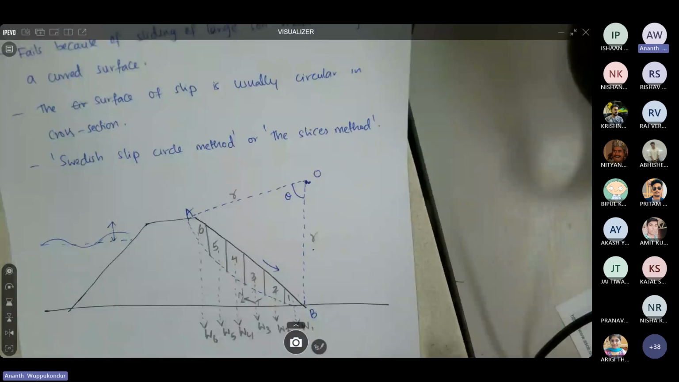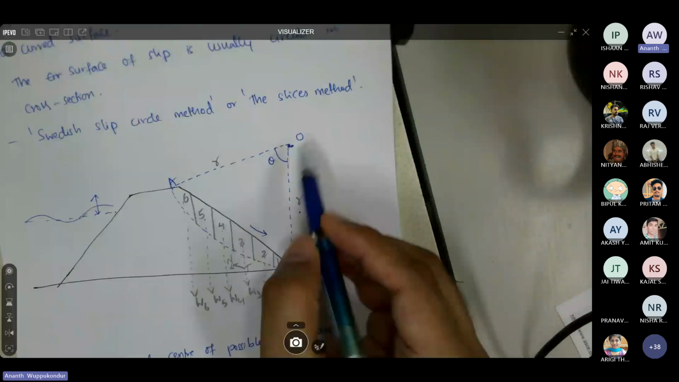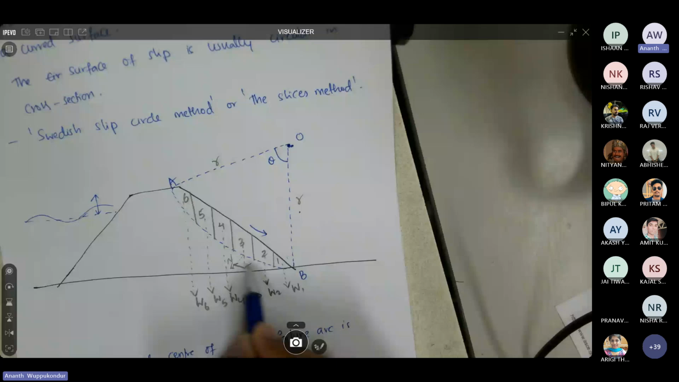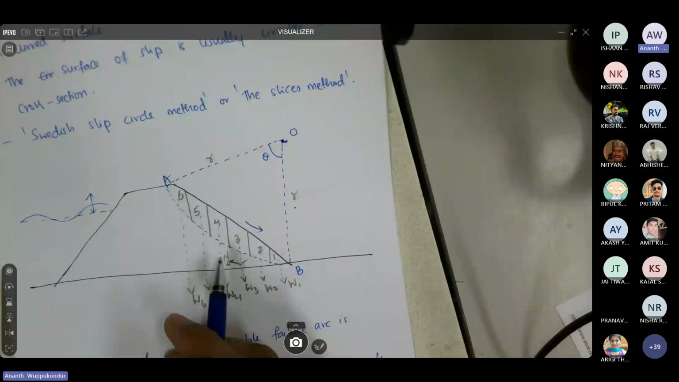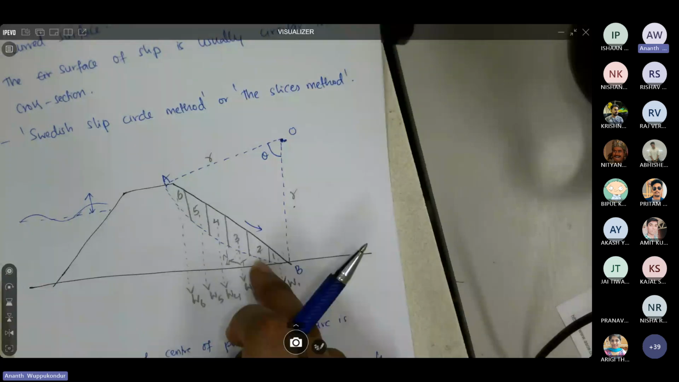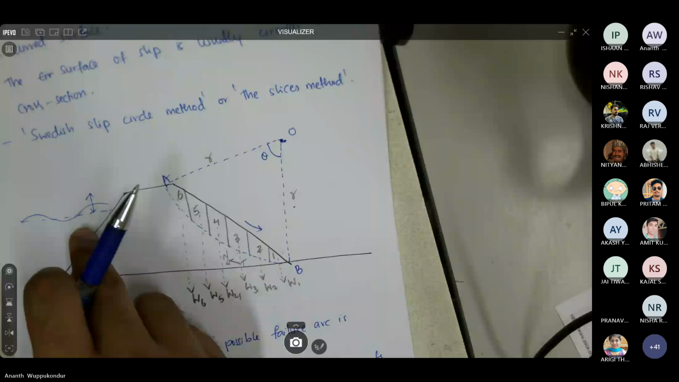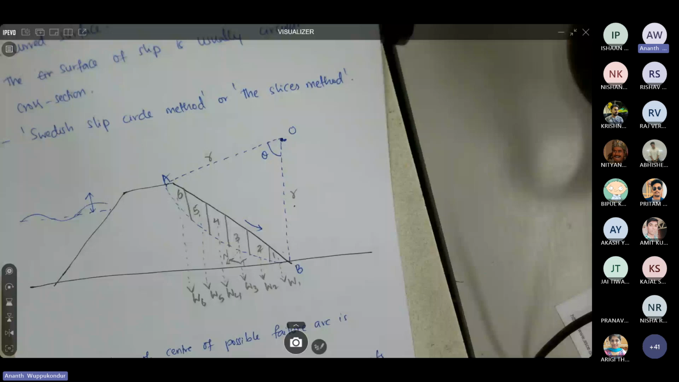In this method, first we assume the location of O at a certain distance from points A and B. Now we start with this arc and see if this arc is stable or not. If this is stable, then you proceed to construct another arc to consider a larger mass of the soil in the embankment, and repeat the analysis until you consider all the slip surfaces. So this is an iterative process where you have to repeat the process for multiple slip surfaces.